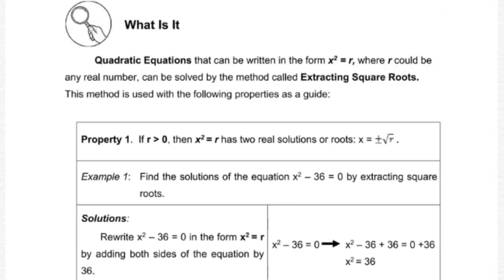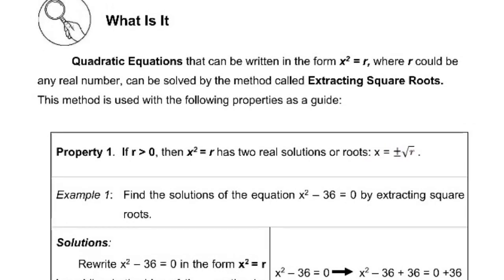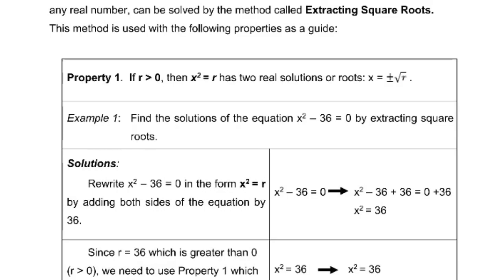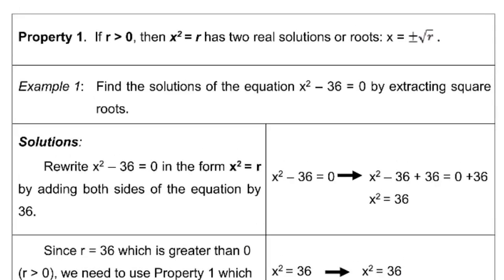What is it? Quadratic equations that can be written in the form x squared equals r, where r could be any real number, can be solved by a method called extracting the square roots. This method is used with the following properties as a guide. Property number 1: if r is greater than 0, meaning the value of r is positive, then x squared equals r has two real solutions or roots. x is equal to positive negative square root of r.